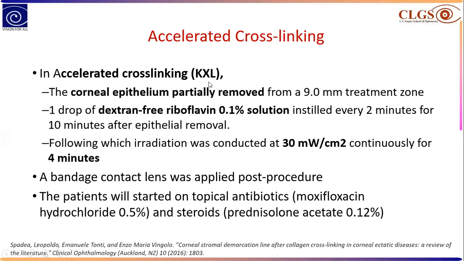In accelerated cross-linking, the initial step is the same: we remove the corneal epithelium in about a 9 mm diameter zone. Then we put riboflavin. What is different from conventional is that here the riboflavin is free from dextran, and it is instilled every 2 minutes for 10 minutes only, so only 5 times.